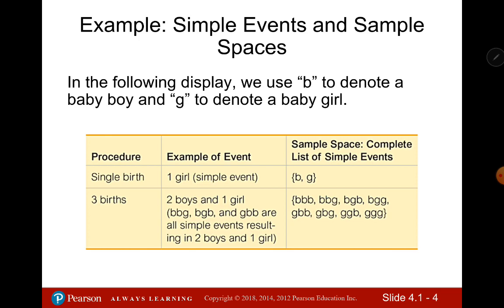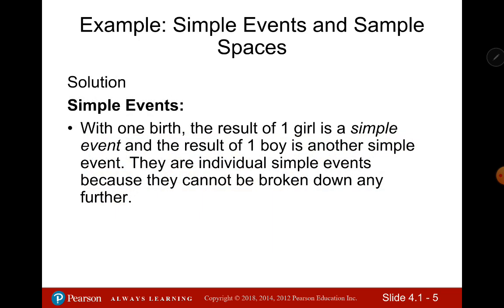So the possible outcomes are 8 simple events. The set of these 8 events is called the sample space. So these are the solutions. You can read them by yourself.